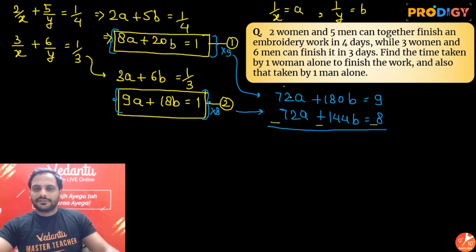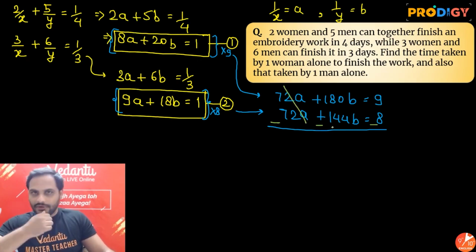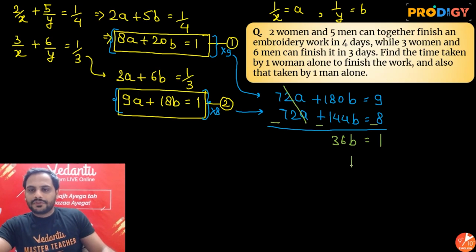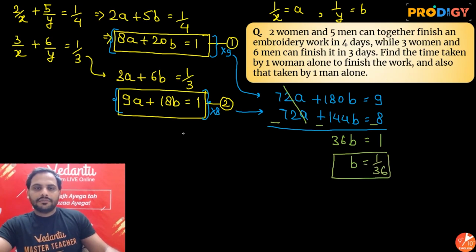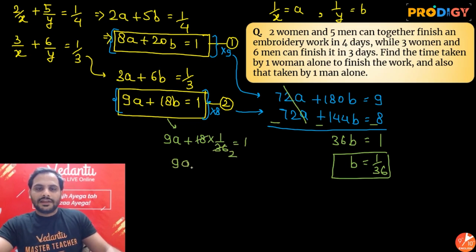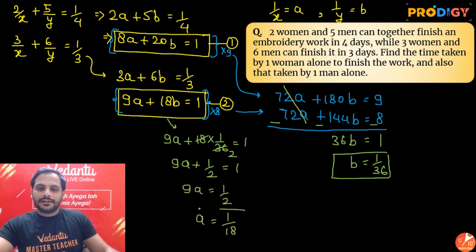Subtract both the equations. The 72a cancels. 180 minus 144 is 36, so 36b is equal to 1, and b is equal to 1 upon 36. Put this value in any of the equations, let's say the second equation. 9a plus 18 into 1 by 36 is equal to 1. 18 ones are 18, 18 twos are 36, so 9a plus half is equal to 1. Shift the half over there: 9a is equal to 1 minus half, which is half. So a is equal to 1 by 18.